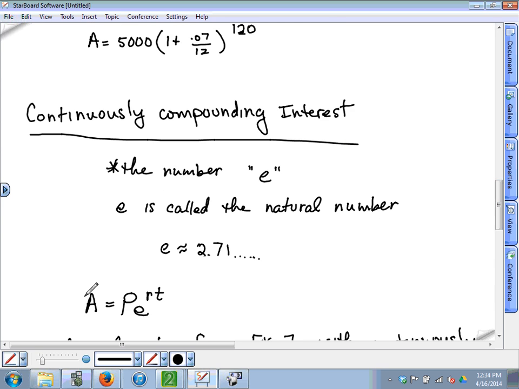But anyway, here's the formula for continuously compounding interest. Most students just try to remember the acronym PERT. P still stands for principal. E is that natural number. R is rate. T is time. Notice we don't have N anymore. Where did N go? We don't need N because it's always compounding at every moment of time. N has approached infinity.